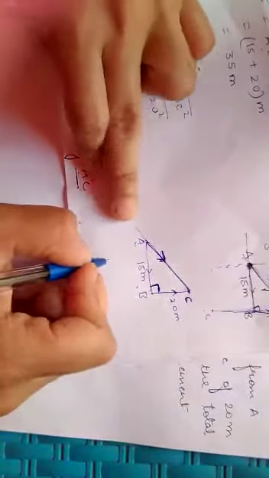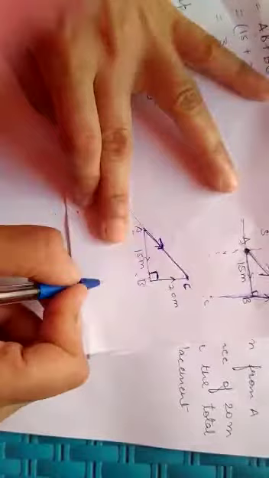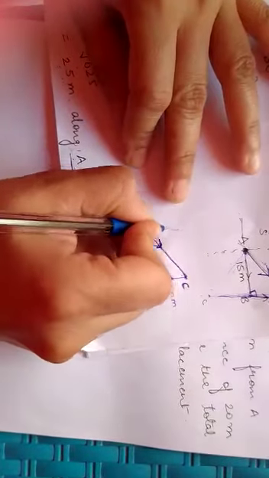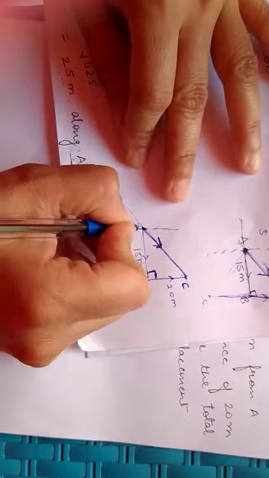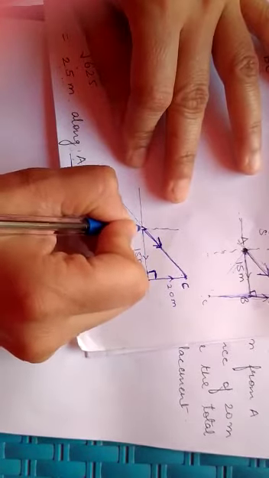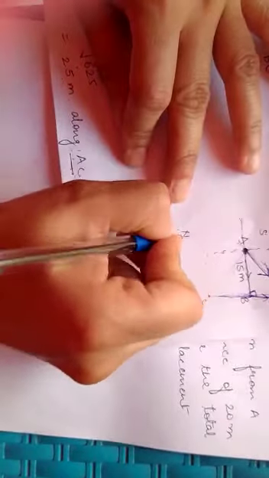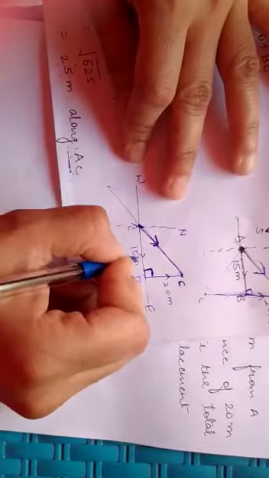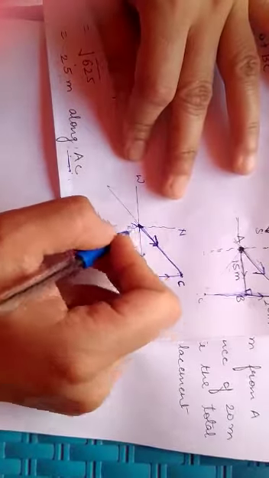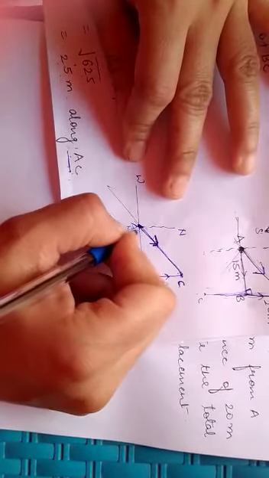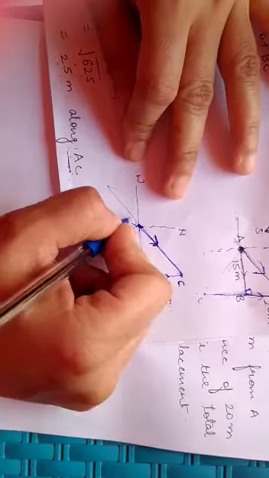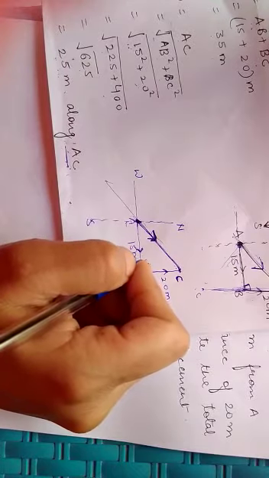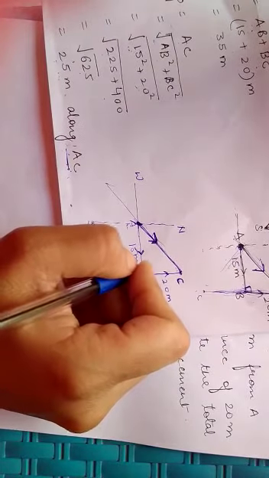Okay. Now if you are using the directions north, west, east, south, you can take the starting point like this. So this is north, this is south, this is east, this is west. If you are considering these directions, then the direction would have been 25 meter along northeast. Is that clear to you all? I have already explained this concept of direction in my previous video.